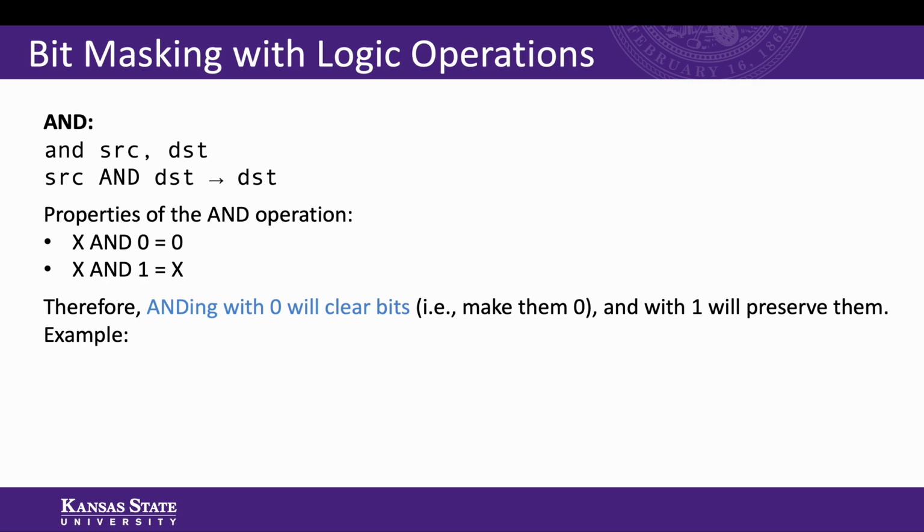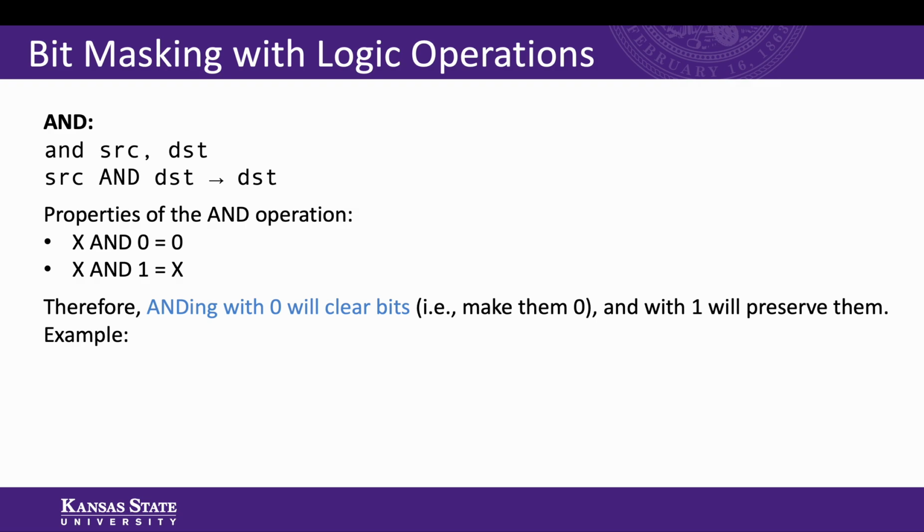Now let's try to understand that second bullet point there, x AND 1 equals x. Let's suppose x were 0. 0 AND 1 gives me 0. 1 AND 1 gives me 1. So in this situation, it gave me back whatever x was. So x AND 1 is equal to x.